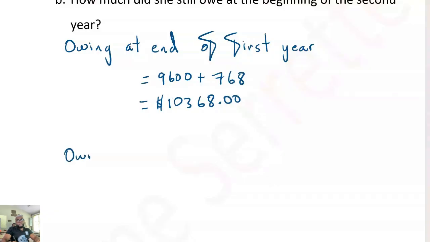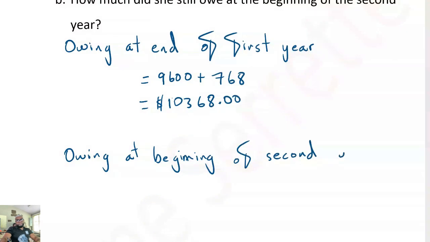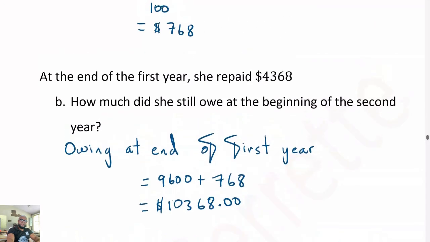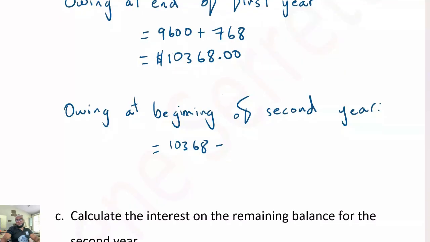So owing at the beginning of the second year, this will be 10,368 minus how much she paid off, 4,368. So she was still owing 6,000 flat.